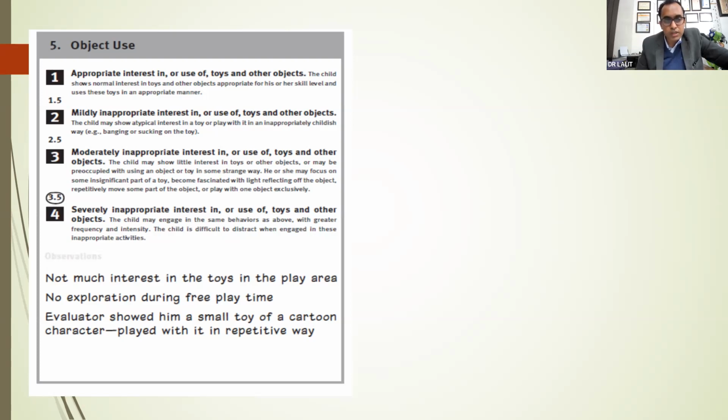So why is the score of 3 not given? His behaviors were a little higher than 3, but a little less than the maximum severity of that particular thing. So what does the score 3 say? The child may show little interest in toys or other objects, but here the child was not showing any interest at all. That is probably the reason. And plus, in category 3, they have also mentioned the child might show some type of repetitive behavior, but here the child was continuously playing in a repetitive fashion. That's why the score of 3.5 is given. But that severity might not be to the extent that he would be given a score of 4.